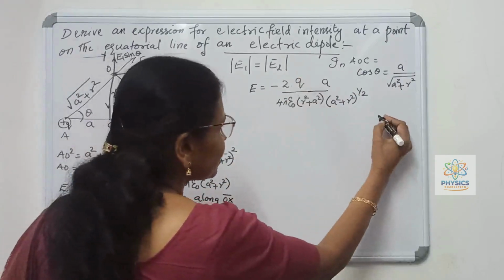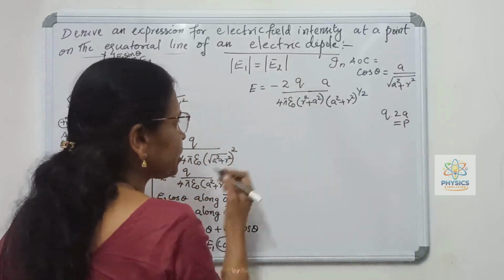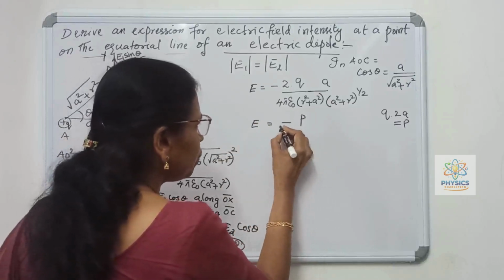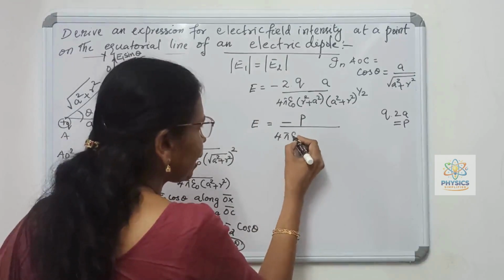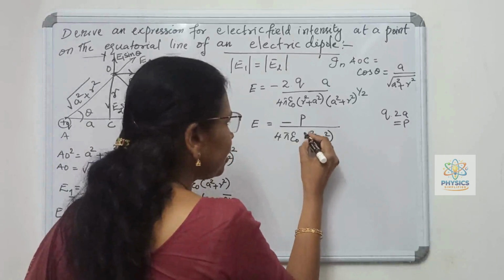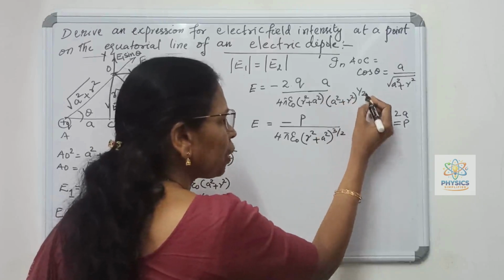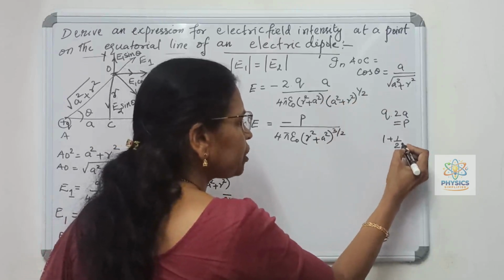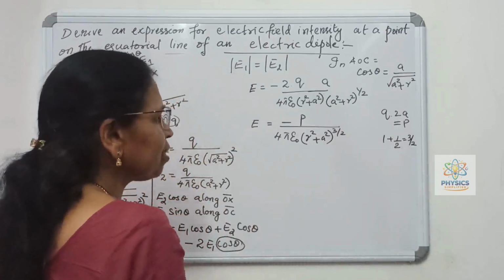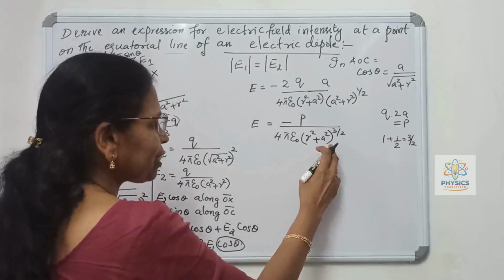And next we know this equation, Q into 2A, that is equal to P, which is the dipole moment. So we can write E is equal to minus P the whole divided by 4 pi epsilon 0 into R square plus A square the whole raised to 3 by 2. Here the power is 1, here the power is 1 by 2. So 1 plus 1 by 2, when we simplify, we get the answer 3 by 2. Therefore, E is equal to minus P by 4 pi epsilon 0 into R square plus A square the whole raised to 3 by 2.